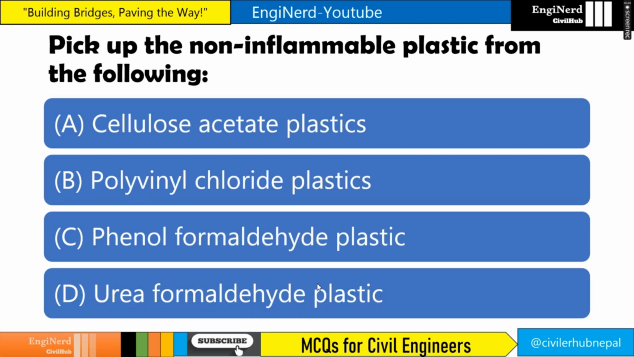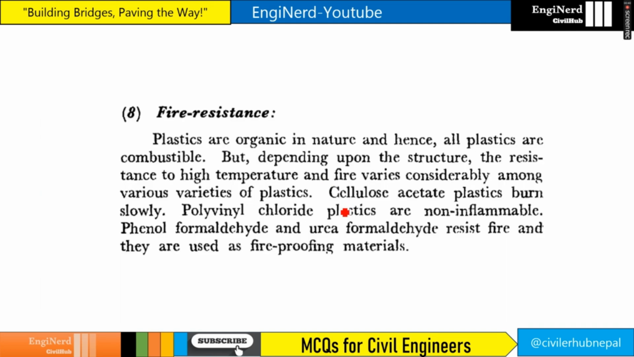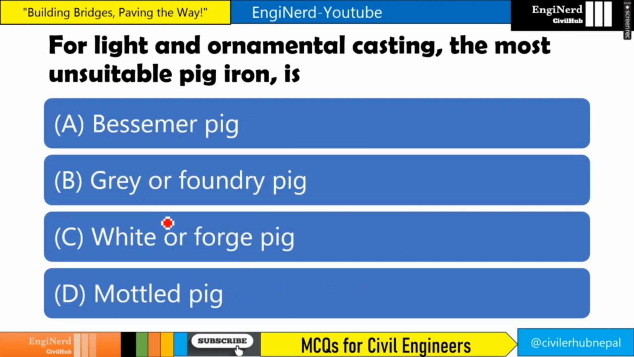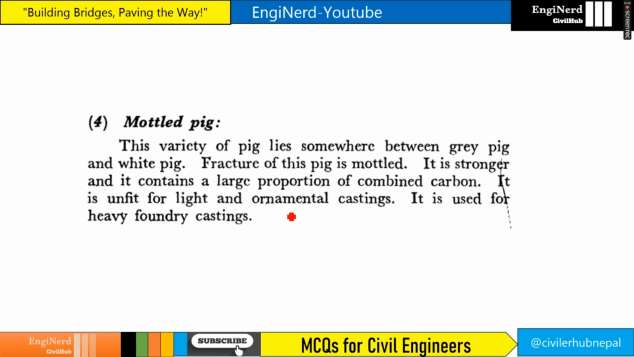Pick up the non-inflammable plastic from the following. The non-inflammable plastic is what? Polyvinyl chloride plastic, right? If you see here, cellulose acetate plastics burn slowly. Polyvinyl chloride plastics are non-inflammable, right? This is the point. For light and ornamental casting, the most unsuitable pig iron is mottled pig, right? Mottled pig is the answer. We see here the mottled pig is unfit for light and ornamental casting.